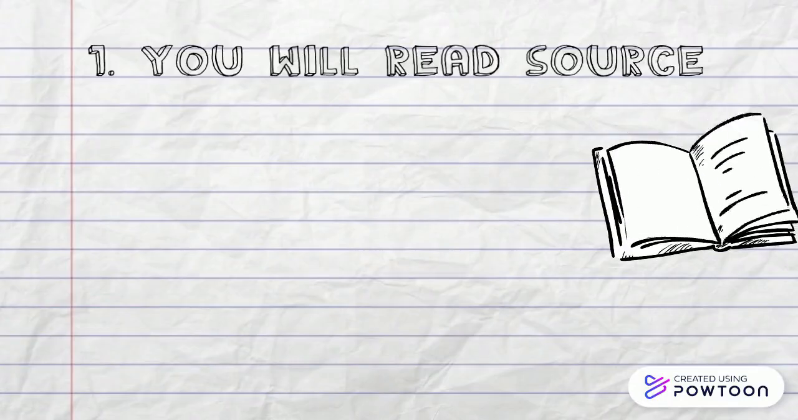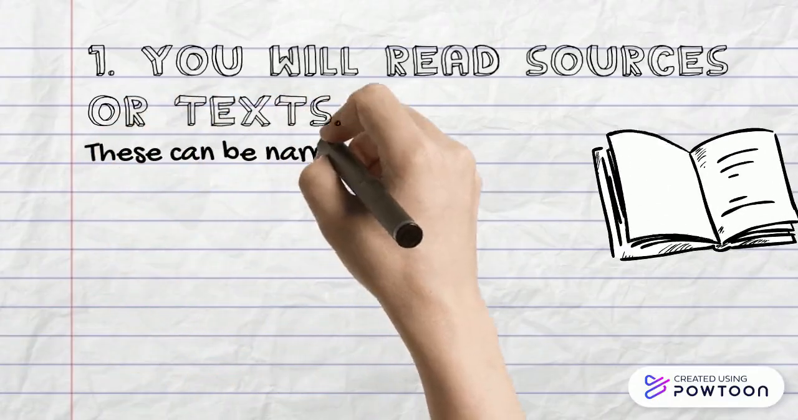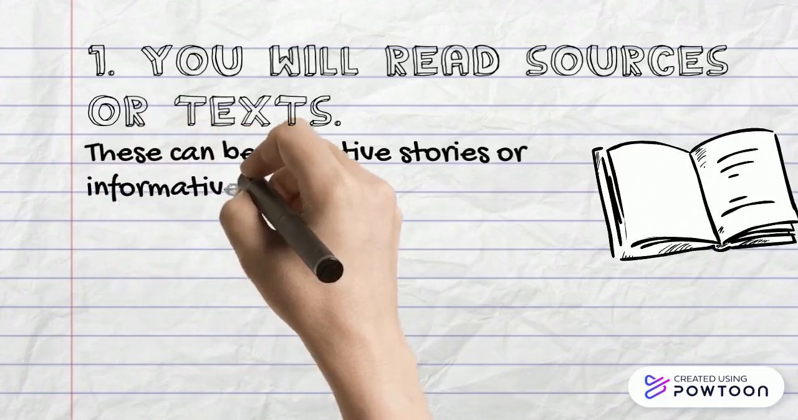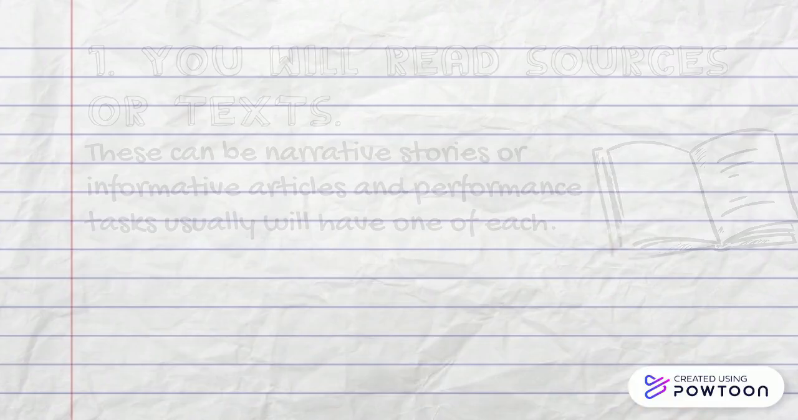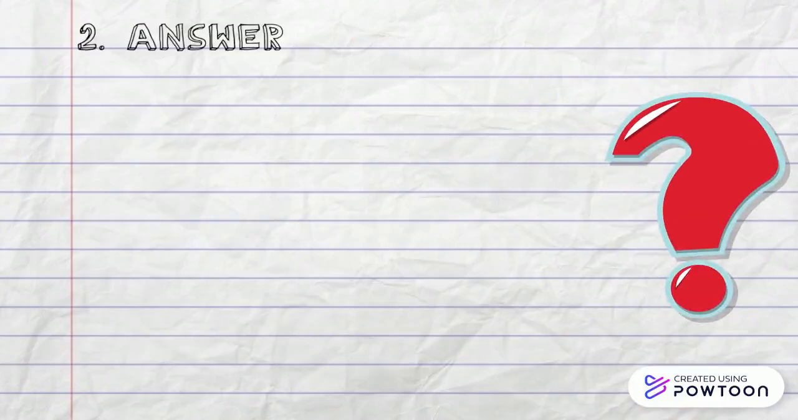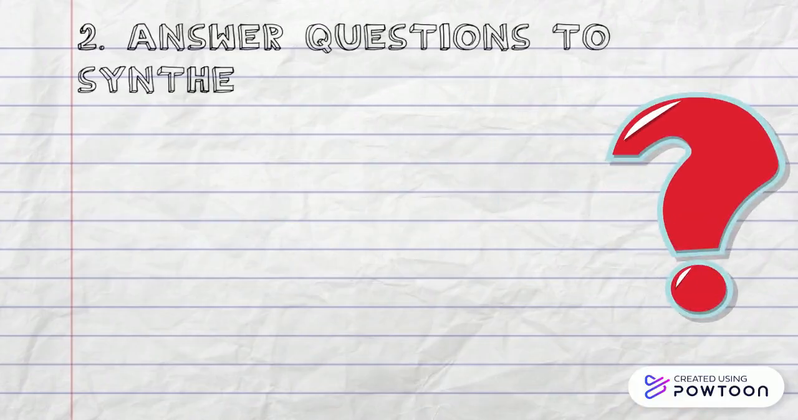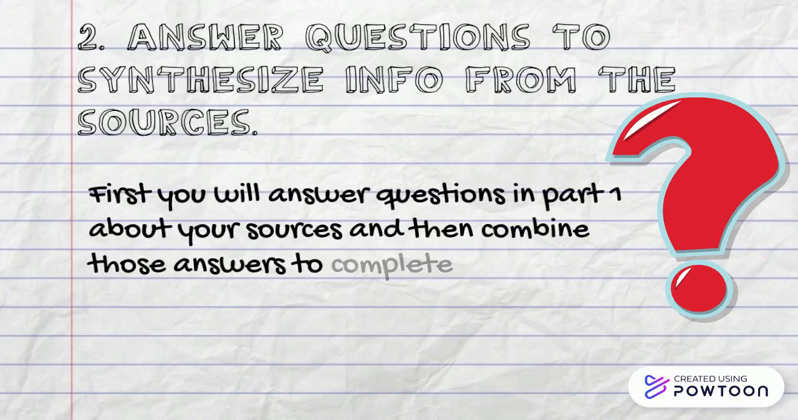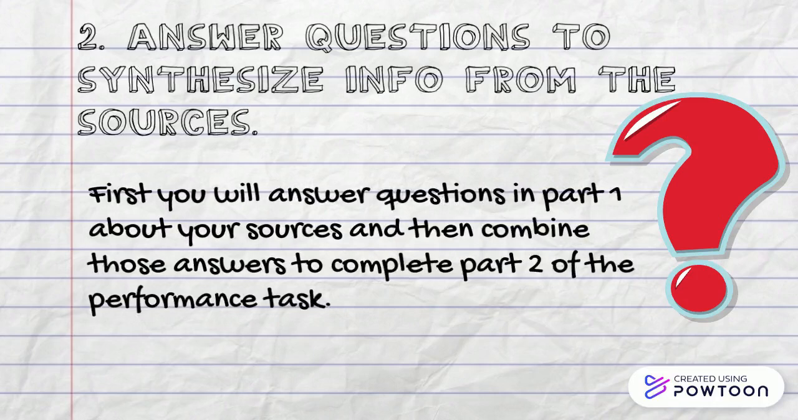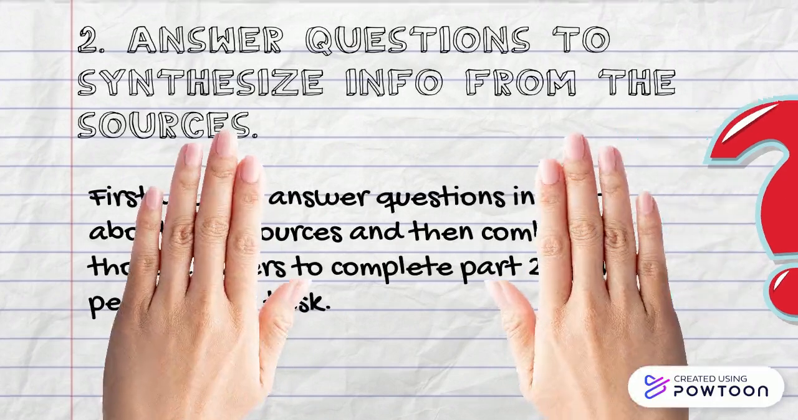Performance tasks usually have 2 parts. In the first part, you will read sources or text. These can be narrative stories or informative articles, and performance tasks usually will have one of each. The second thing you'll have to do in part 1 of the performance task is answer questions to synthesize info from the sources. First, you will answer questions in part 1 about your sources, and then combine those answers to complete part 2 of the performance task.